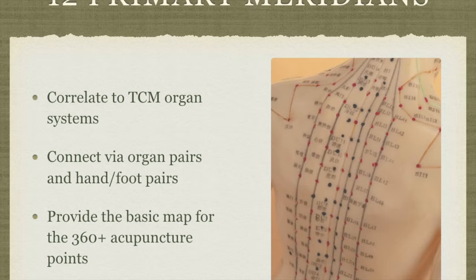And they're also grouped into 6 pairs based on their different locations of the hand and the foot. And these primary pathways, plus a couple of bonus ones that are related to yin and yang. You've got a yin one, the ren mai that runs down the front of the body, and the du mai that runs down the back of the body. But these pathways not only provide the basic map for the 360 plus acupuncture points on the body.